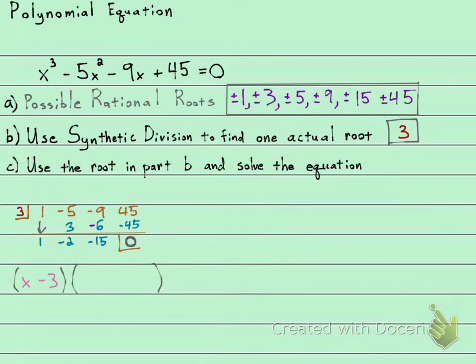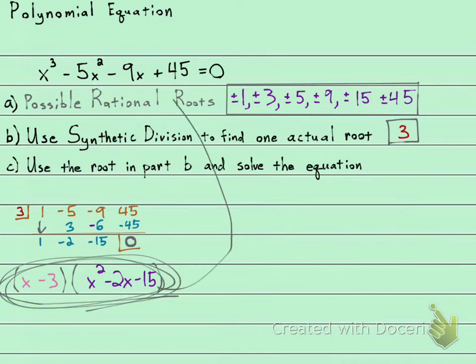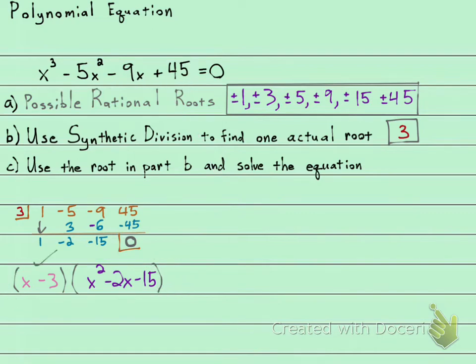Now, my next polynomial comes from these three numbers right here. They are going to give me the coefficients of a trinomial that this x minus 3 multiplies. So it's going to be 1x squared minus 2x minus 15. Once again, I guarantee if you multiply this out, you will get this 4-term polynomial that we started with. So this one's factored, x minus 3.